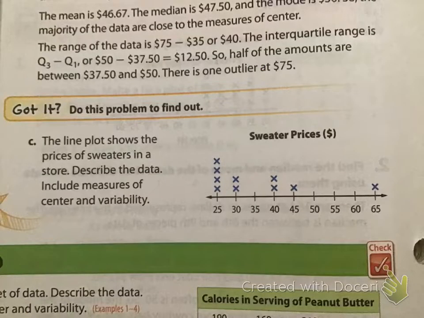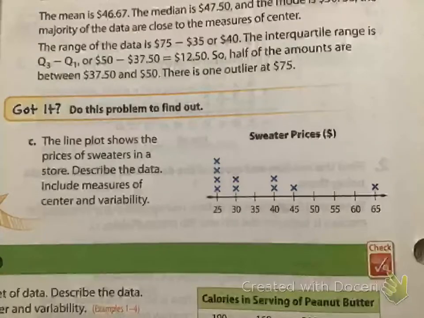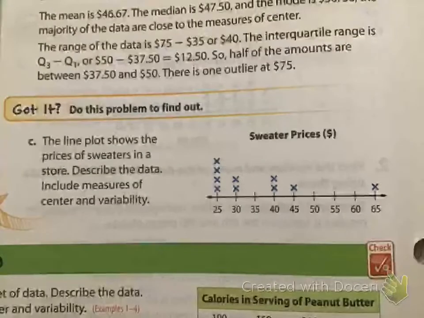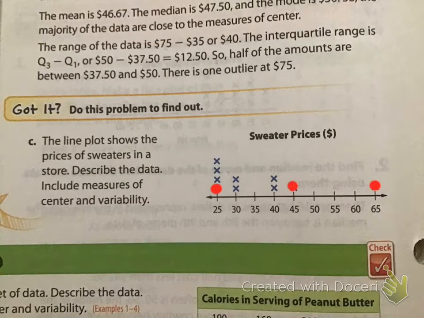Here, if we looked at this one, the line plot shows the prices of sweaters in a store. Describe the data, including measures of center and variability. So if we were going to be doing this problem, we're going to be adding all of these up again. So we already know what our mode is. Our mode is 25. That's pretty easy. Let's find our median. Biggest, smallest, biggest, smallest, biggest, smallest, biggest, smallest. We got 2. We'd have to find the mean of that, but they're the same number. So that means that our mode so far is 25.